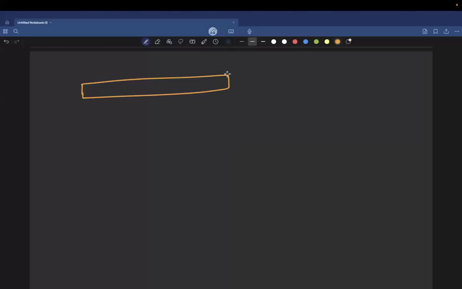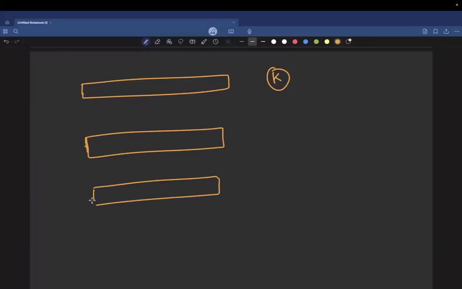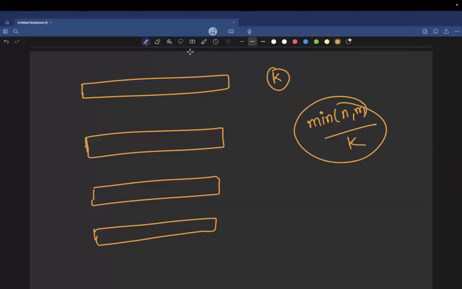So my approach for the next problem was something like this. I will have a sequence of k operations, right? After that, I do the same thing again, and then I will do the exact same thing again and again. I will complete minimum of n comma m, divided by k cycles. I will have this many number of cycles.